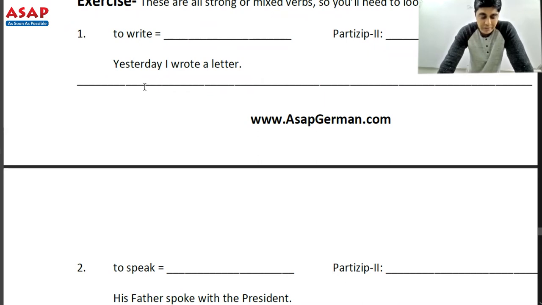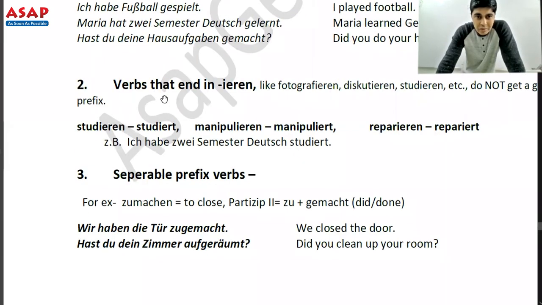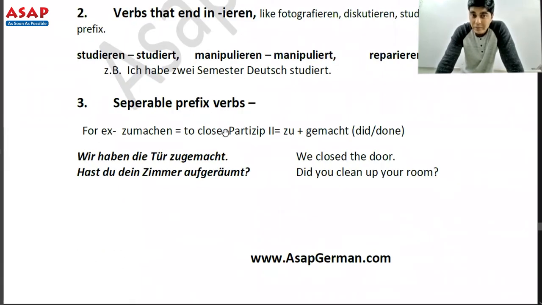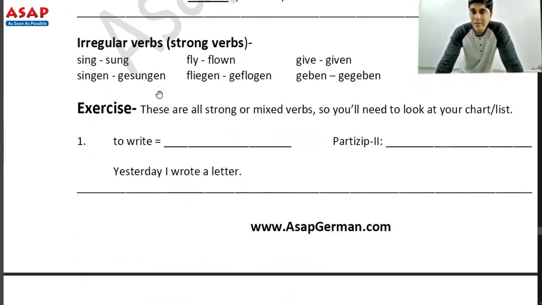See, when you talk about irregular verbs, you should understand that it is irregular. It means you cannot have any rule for it. Why would you call it irregular if you can have a rule? If we have a rule and follow it, it is a regular verb, right? So, for example, what are regular verbs? Regular verbs are here. Verbs that end in -ieren, they have a specific rule. Separable prefix verbs, they have some particular logic. Inseparable, it doesn't take the ge prefix. At least there is some rule. So we call all these verbs regular. After this, it is irregular because there is no rule.